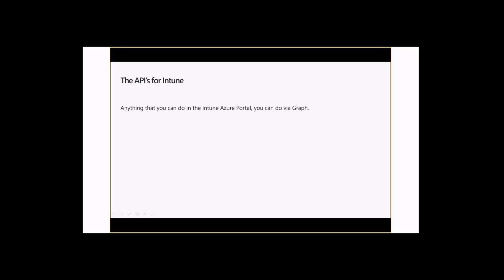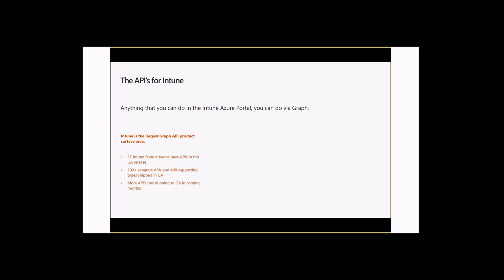So let me summarize. The reason why I spent a little bit of time in the Azure portal for Intune, not only to give you an idea about some of the scenarios behind Intune, but Intune is a little bit unique in that everything that we do in Azure portal can be done via Graph. And the simple reason why is because our Azure portal extensions are built on top of Graph. So we call into the Graph API to do everything from Azure portal. So anything that can be done via Azure portal and Intune, you can do it via Graph.